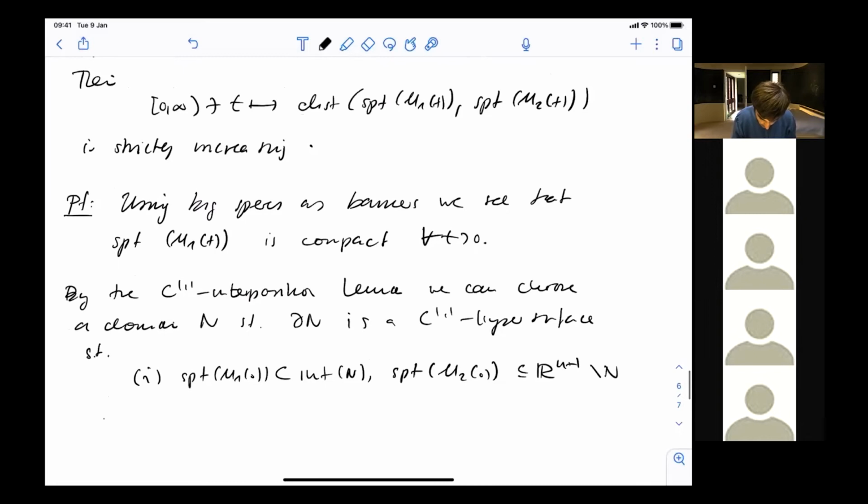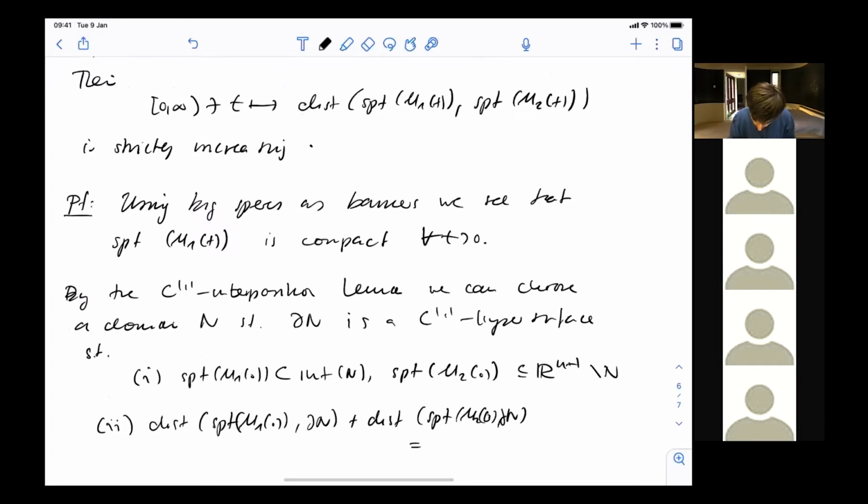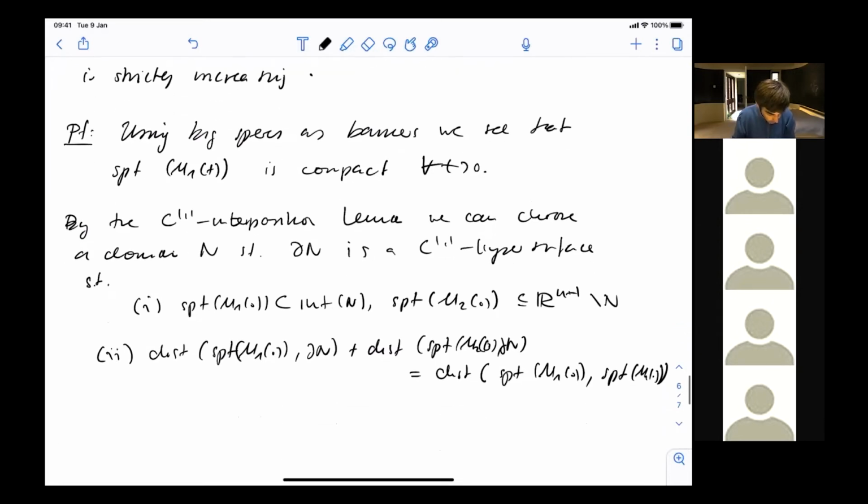Okay. And now here's the important thing. The distance of the support of M1 at 0 to ∂N plus the distance of the support of M2 at 0 to ∂N is equal to the distance of the support of M1 at 0 to the support of M2 at 0. Okay, that's exactly what we did before, huh?